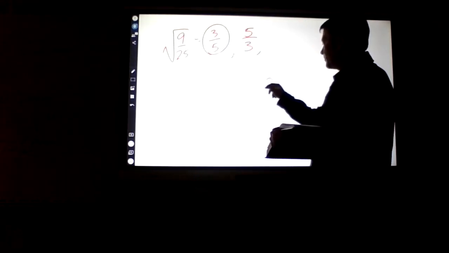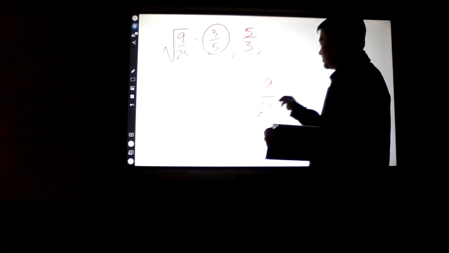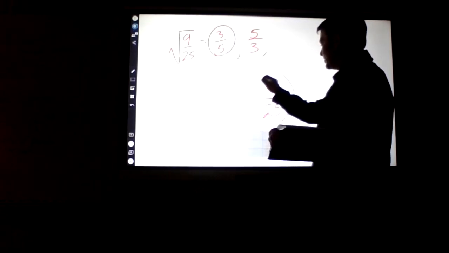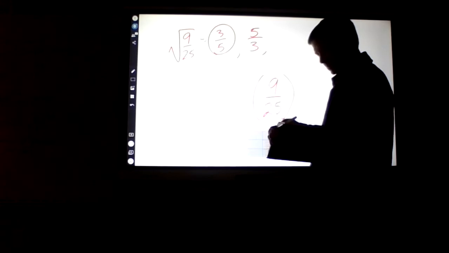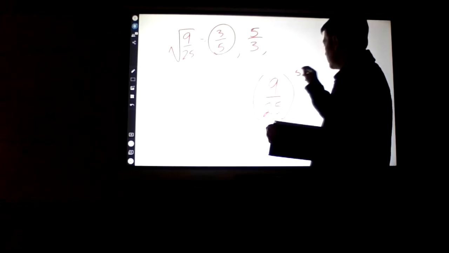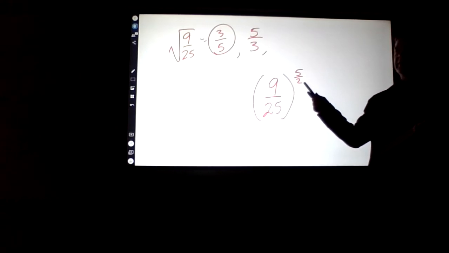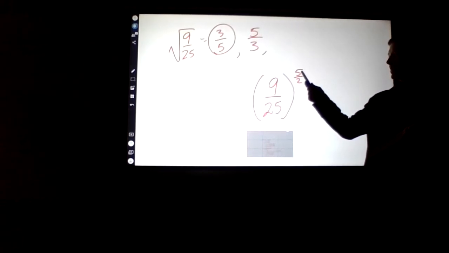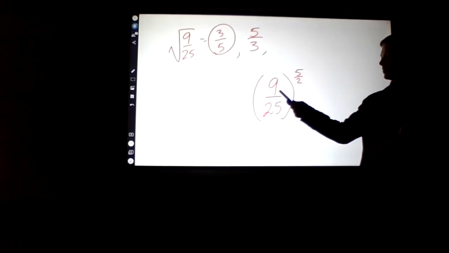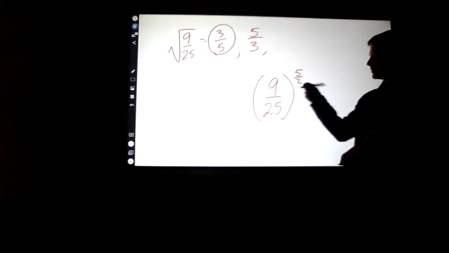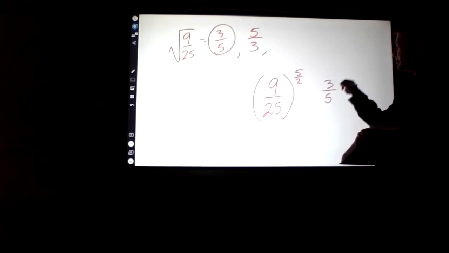Okay. So for this next one, here's how you do this without a calculator. This basically means the square root, right? And the 5 means fifth power. So if I square root that, it's 3/5, but then you have to take it to the fifth.